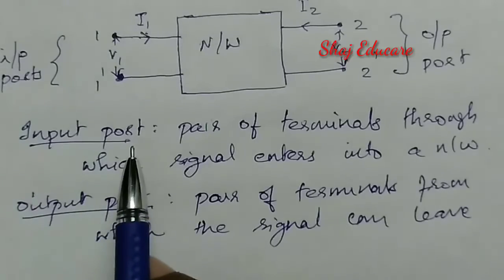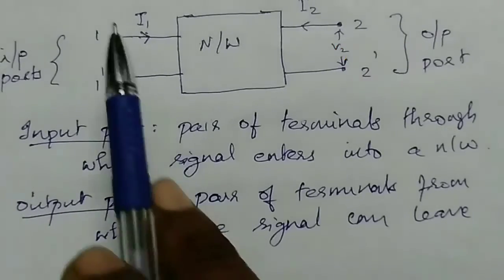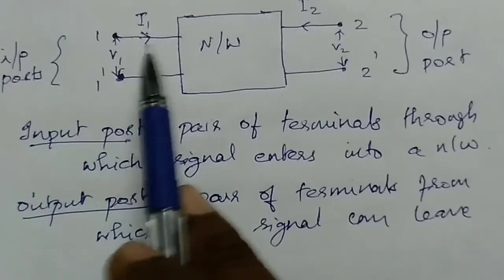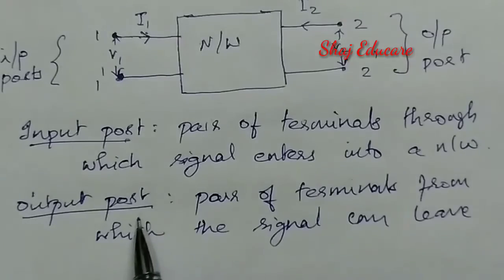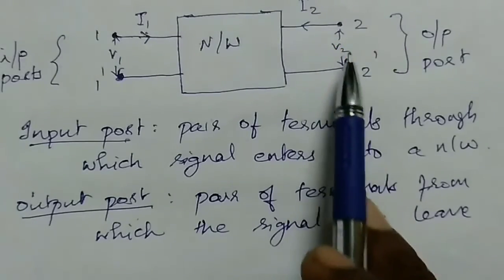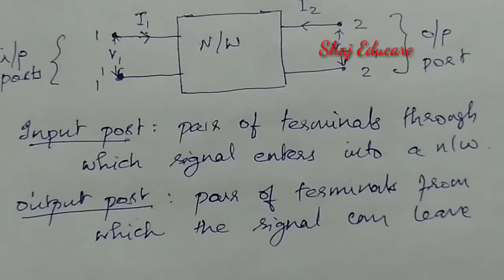Here we can find the definition for both the input port as well as the output port. The pair of terminals 1, 1 dash through which the signal enters into the network is known as the input port, and the output port is the pair of terminals from which we can take the output. Okay, thank you.